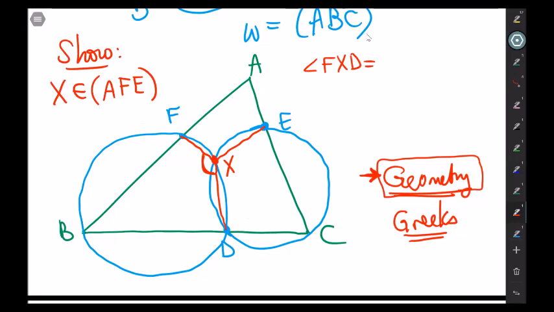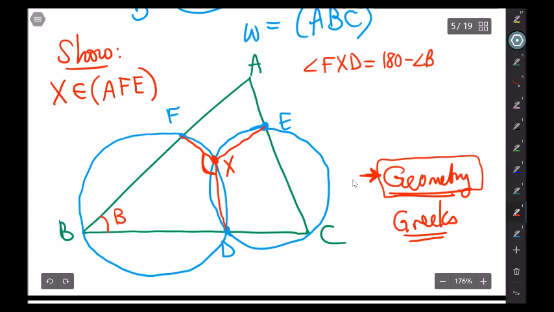Yeah, this is not a special triangle. So yes, it is 180 degrees minus angle B. Do you guys see why? Because obviously X is in the intersection of these two blue circles. That's how we defined X as one of the intersection points of these two circles. So because this angle here is B and BFXD is cyclic, this one is 180 minus B.